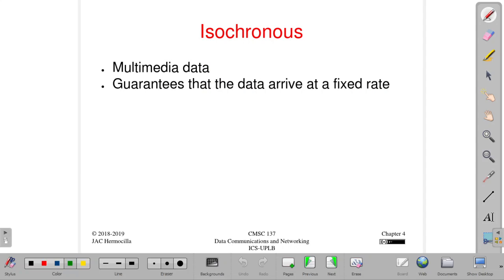And the last one is isochronous transmission, which is used for multimedia data streaming. There is a guarantee that the data will arrive at a fixed rate, so that there is no lag or jitter. So this is isochronous.